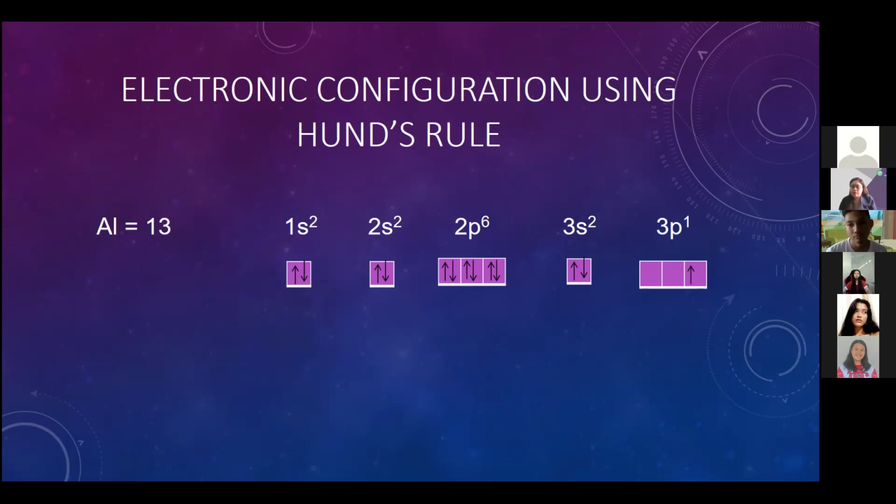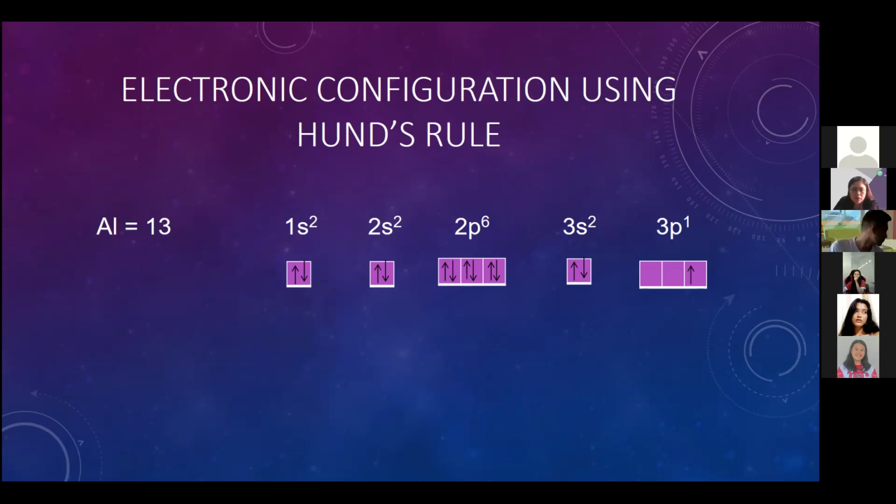Then secondly, they are doubly filled with opposite direction. So 3s also has one orbital, so 2 electrons are filled in opposite direction. And again, 3p has 1 orbital.